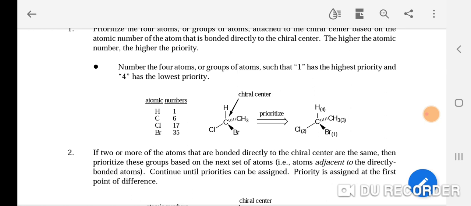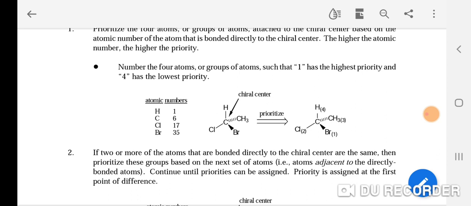On priority we get these structures in which bromine has the highest priority because it has atomic number 35. Second is chlorine because it has atomic number 17, and the third one is CH3 which has atomic number 6, and hydrogen has the least priority because it has the lowest atomic number.